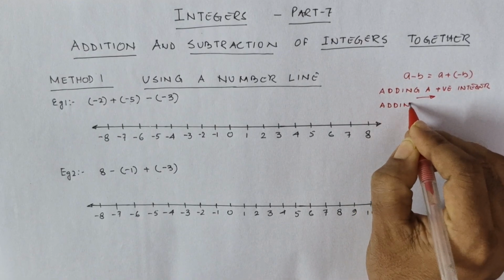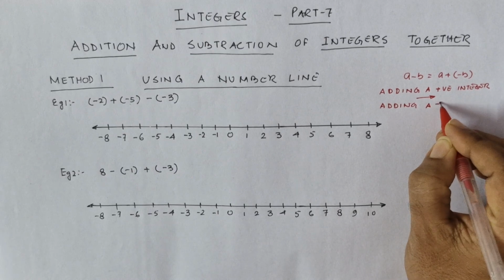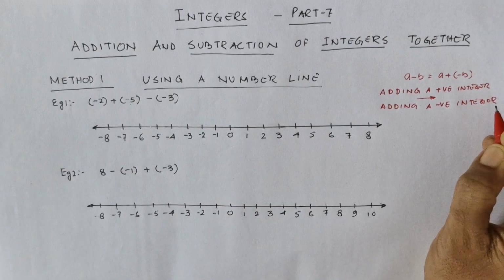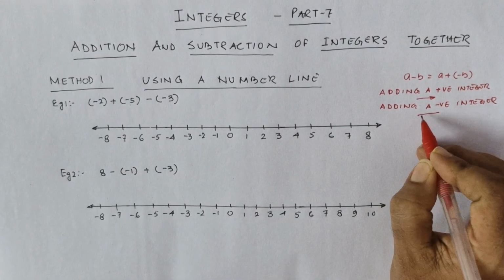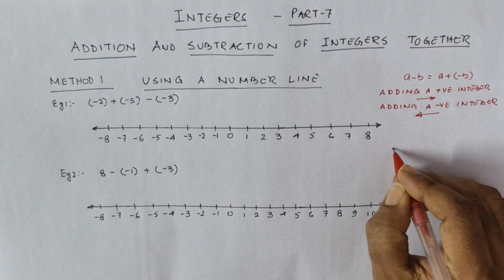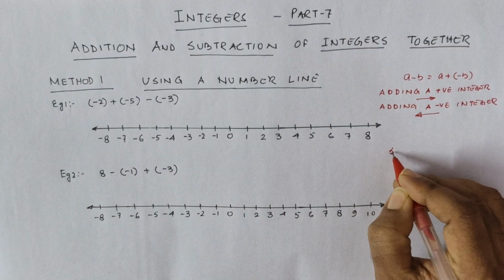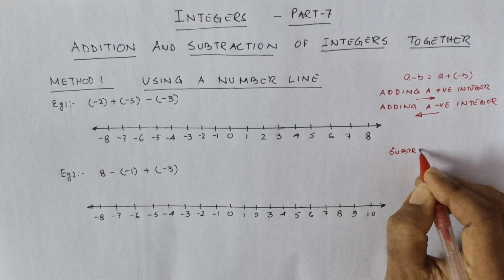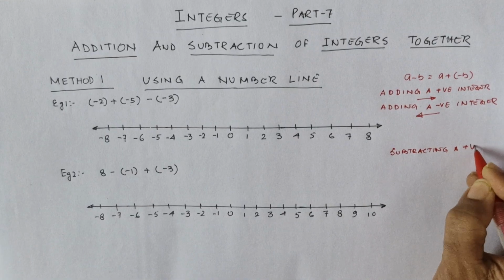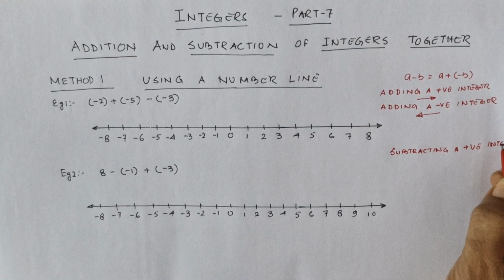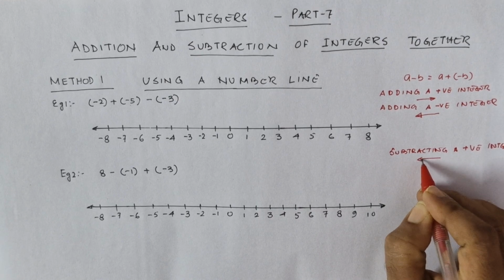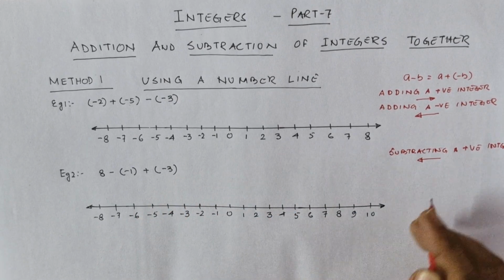Now adding a negative integer, you have to go towards the left of the other integer on a number line, right? Again, while you are subtracting a positive integer, then you have to go towards the left of the other integer on a number line.